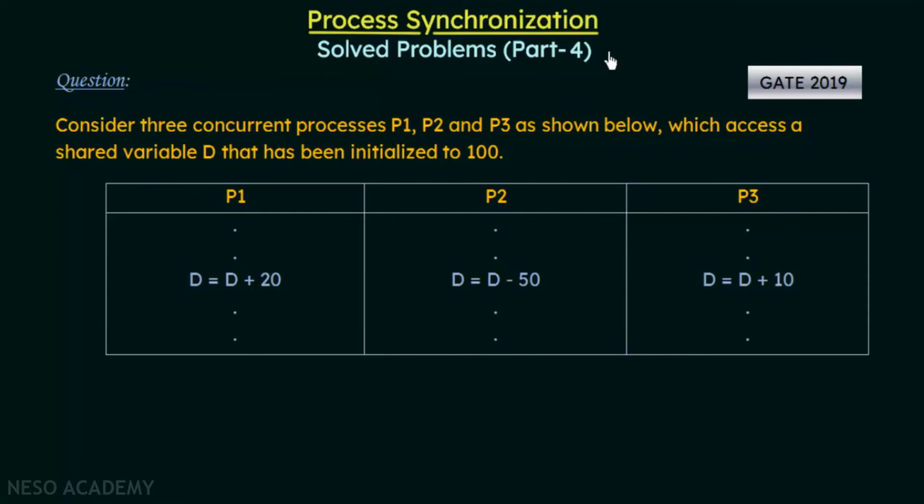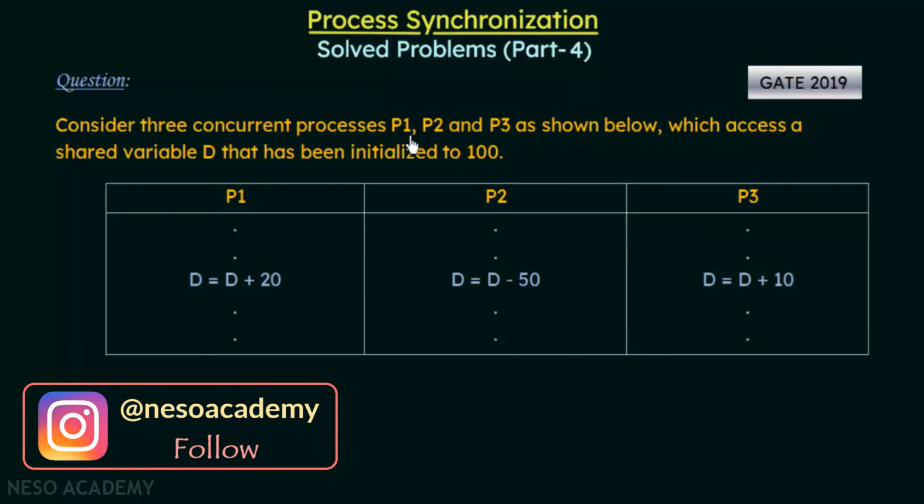In this lecture, we are going to discuss another solved problem on process synchronization, and this problem is from the GATE 2019 CS paper. Alright, so let's see what the question is. Consider three concurrent processes P1, P2 and P3 as shown below, which access a shared variable d that has been initialized to 100.